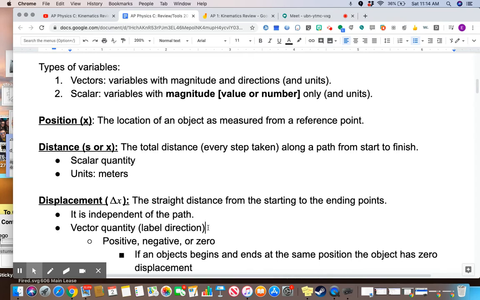So displacement can be positive, negative, or 0. And we're going to talk about situations to describe when it's which. If an object begins and ends at the same position, it has 0 displacement. So if you start on a track at the starting line and you run an 800, you end up back at the starting line. So although you ran 800 meters, that would be your distance, your displacement would actually be 0. You start and end at the same position, so the difference between the initial and final positions is 0.